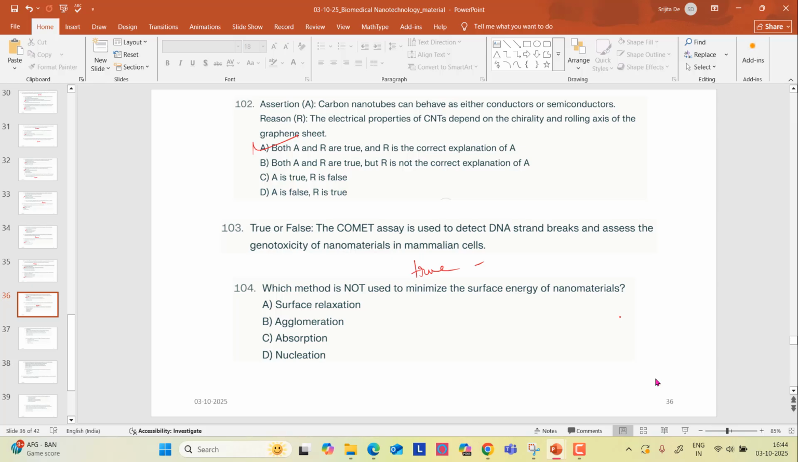I think that method is not used. That agglomeration method is not used, but it automatically forms for reducing surface energy, right? Yes. Agglomeration, yes. Agglomeration is not expected, it should not happen, from that way you can see. Okay, it can be agglomeration.